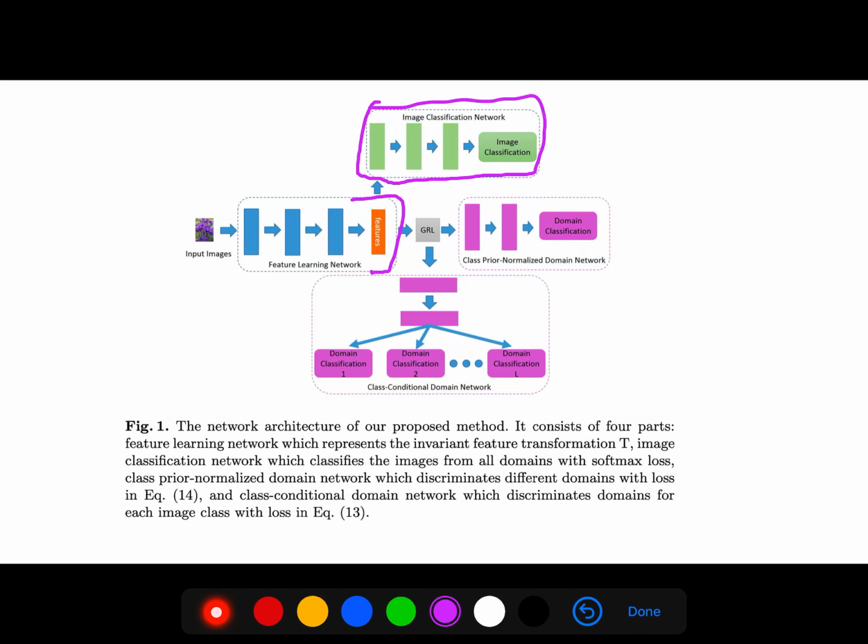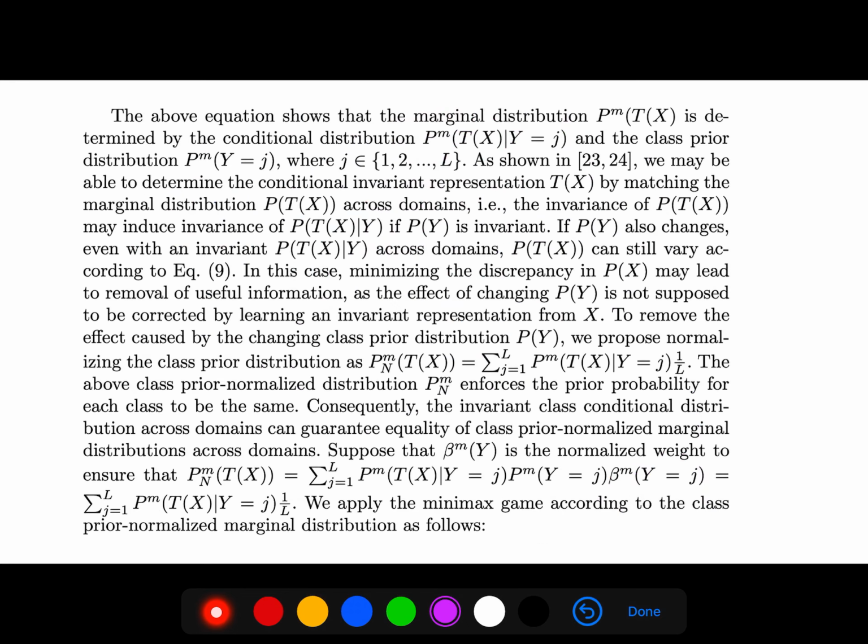And then we have the class prior normalized domain discriminator, this class prior, which discriminates different domains with the loss that we explained. And also we have class conditional. Finally, we have this class conditional, which determines the domains for each image with that equation 13.